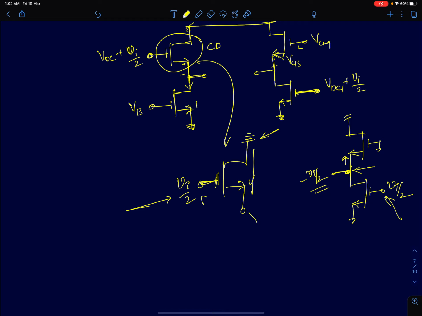And the output here is going to be Vi by 2 itself. It's a source follower, so the source node voltage will exactly follow the gate, if your R0 is infinity, that perfectly holds fine.